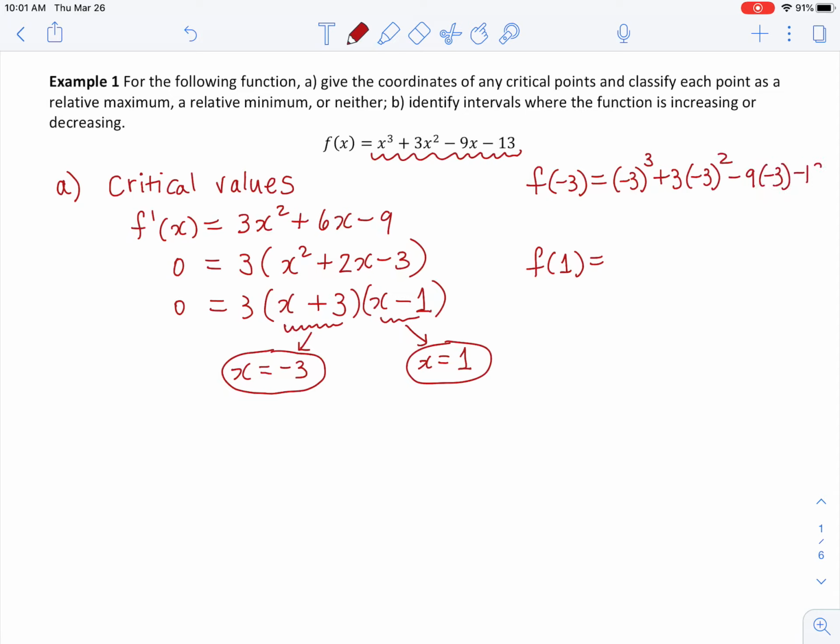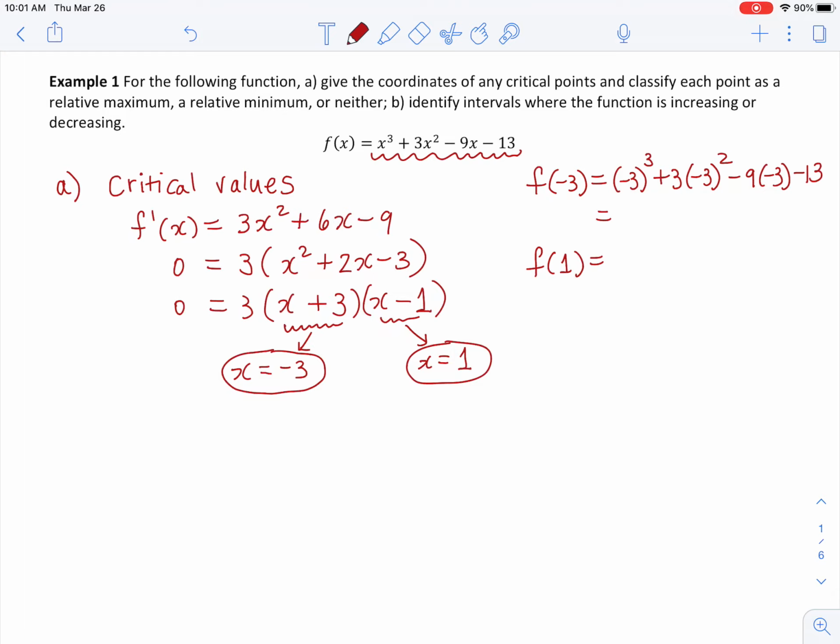Minus 9 times negative 3 minus 13. Alrighty, I'm going to grab a calculator. It's around me somewhere. Give me 1 second, guys. I am walking around my house. Oh, there it is. There's my calculator.